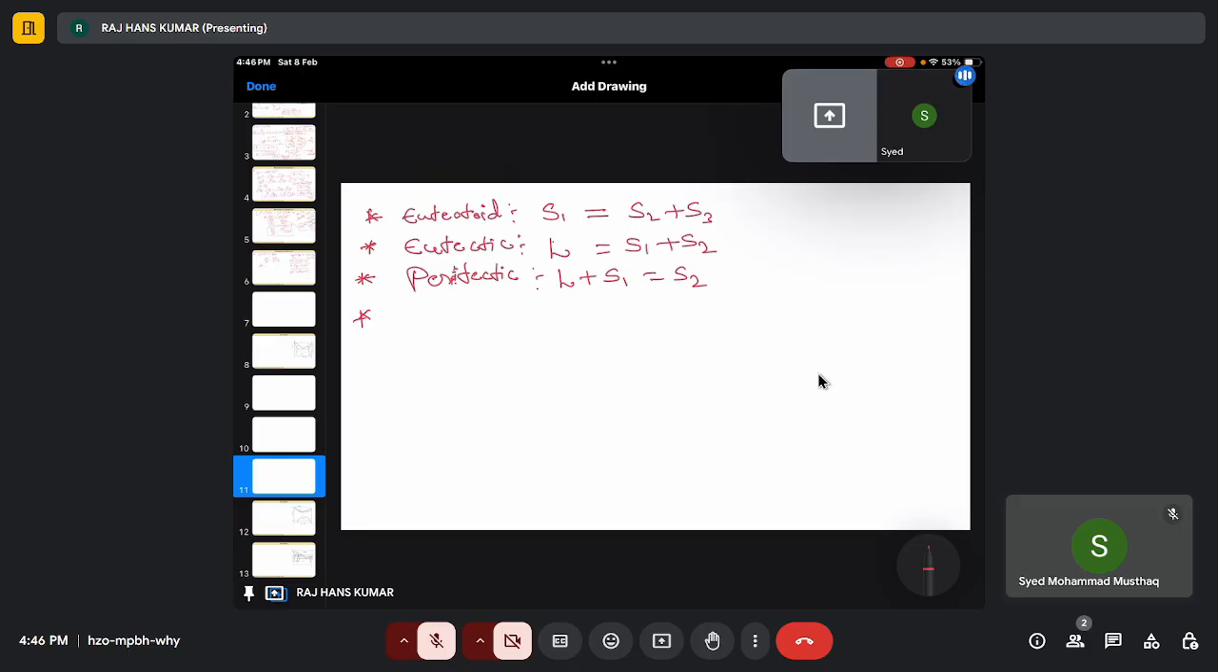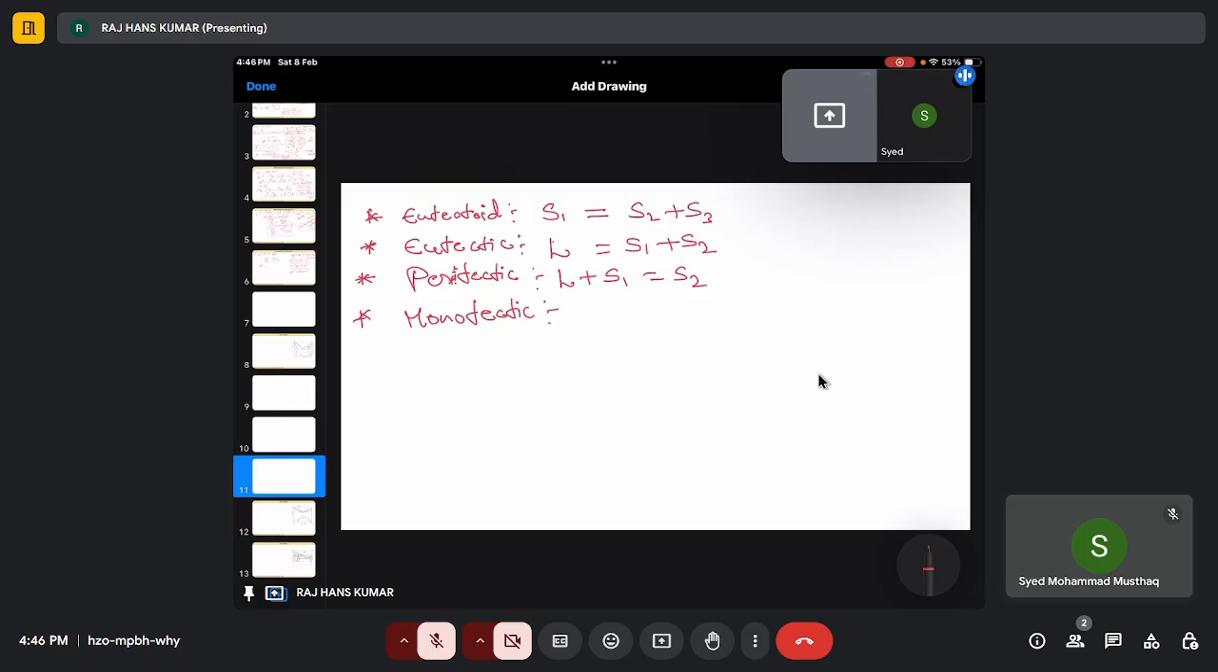Now, that's all. Let's say monotectic. Now, what happens in monotectic? You need to know. So now these are again all different types of invariant reactions, right?